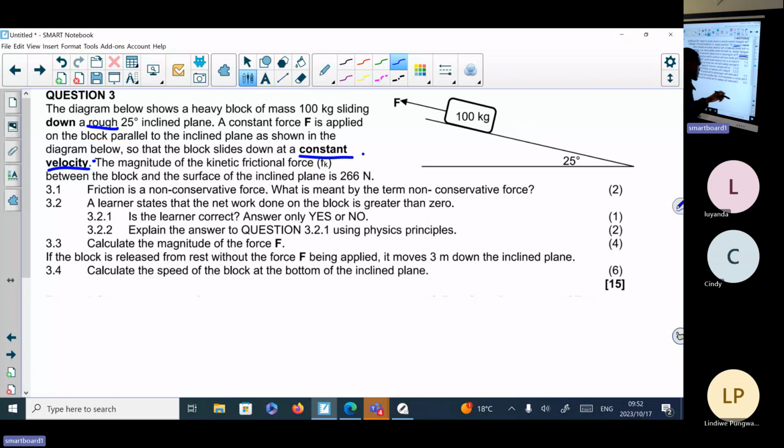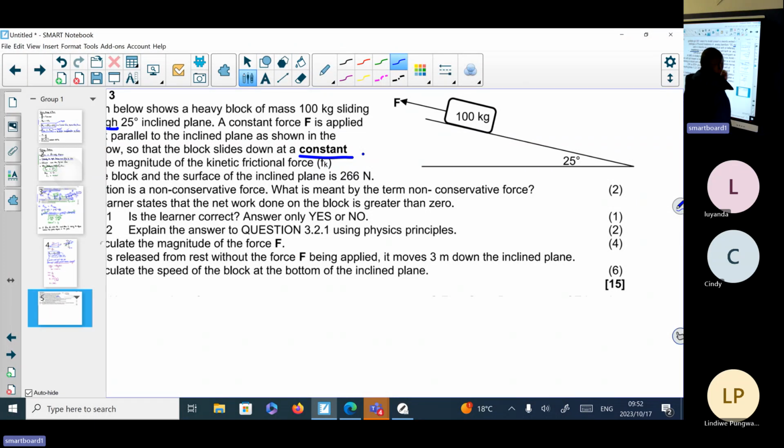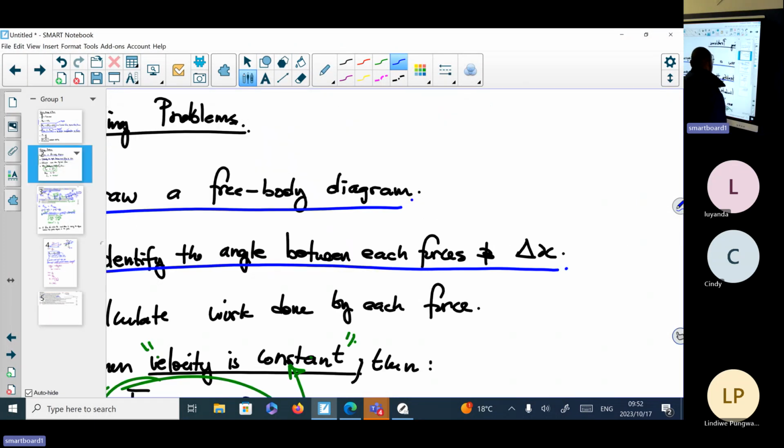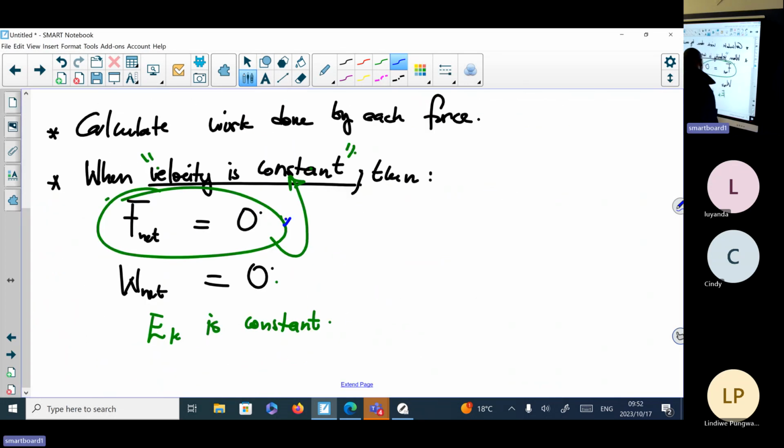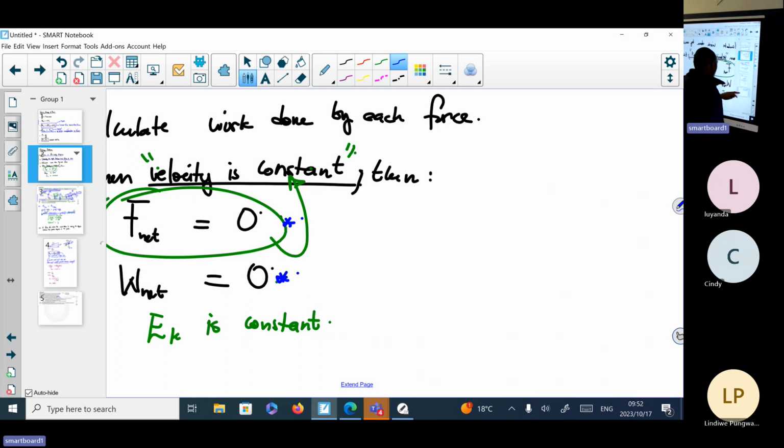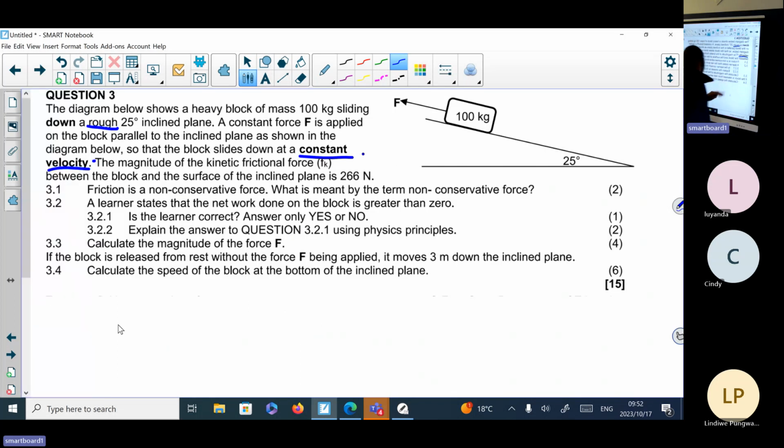So you are paying attention and you remember everything that we've discussed about constant velocity. And we have said to you that when the object is moving with a constant velocity, the net force on such an object will be 0. And the work done by the net force. So those are the two things that we need to remember as we are working towards this. So keep that in mind.